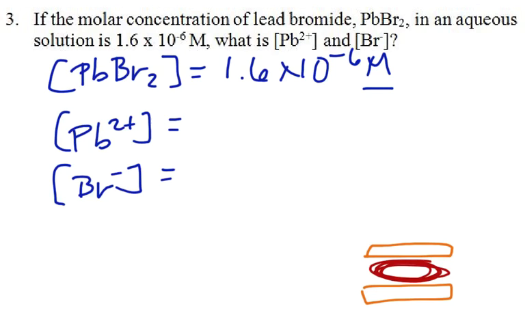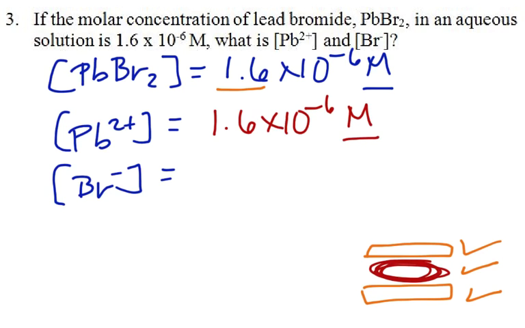So if we had 16 of these bologna sandwiches, we'd end up with 16 pieces of bologna. And because there are 2 pieces of bread, we're going to have 32 pieces of bread. So the same thing, if I have 1.6 times 10 to the minus 6 PbBr2, then when I get to my lead ion, since there's one lead ion in every PbBr2, it's also going to be 1.6 times 10 to the minus 6 molar, just the same number.